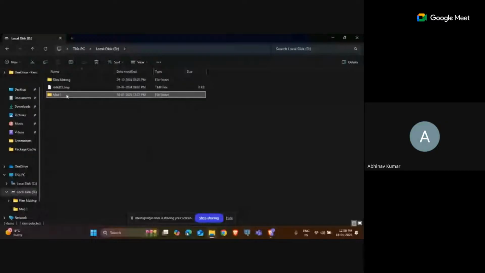I have created a Mad1 folder. Okay, remove the spaces. You can write mad underscore one. Okay, no issue. Yes, ma'am. Okay, now open VS Code. From the search bar, open VS Code.